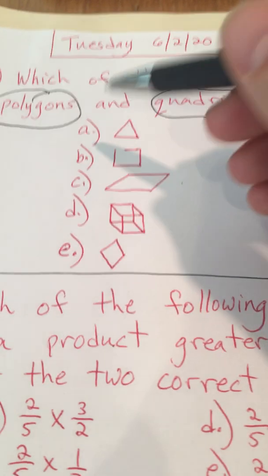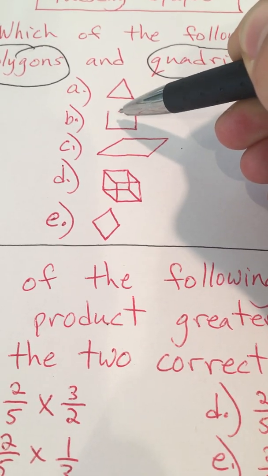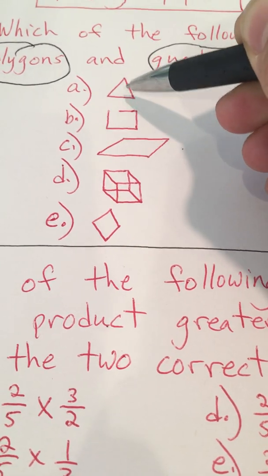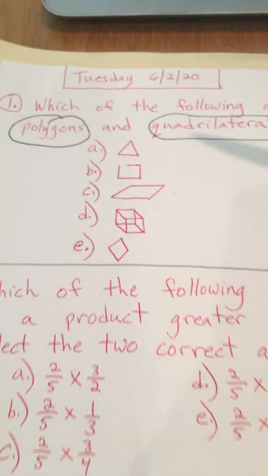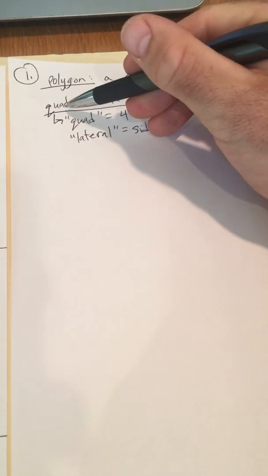That means it can't be open like B. See how that's not closed? The ends need to all touch each other, like that's closed. This one is not closed, so it's not a polygon if it's not closed, okay? It needs to be a closed shape and it needs to be 2D. That's a polygon. A quadrilateral is a four-sided polygon. Quad, from the word quadrilateral, means four, kind of like cuatro means four in Spanish, right? Quad means four, and lateral means side. So a quadrilateral has four sides.